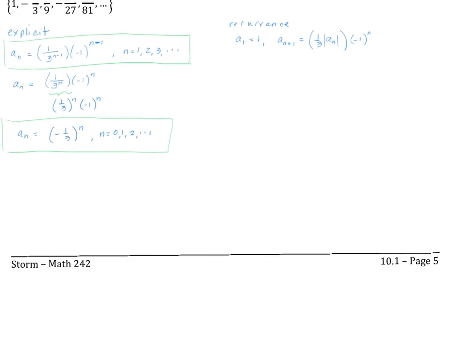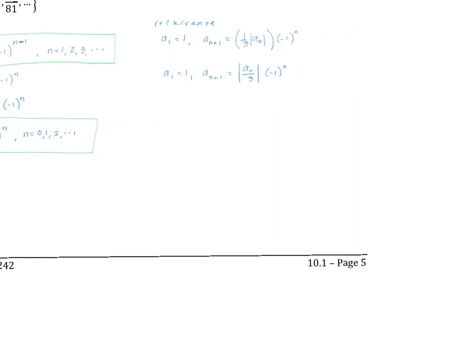I'm going to clean this up just a little bit. So a sub 1 is 1. A sub n plus 1, I'm going to write that as a sub n over 3, all inside the absolute values. It just looks prettier. Times negative 1 to the n. And remember, we're looking at this for n equal 1, 2, 3, and so on. And that's it for this section.